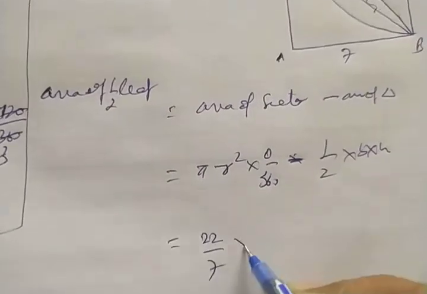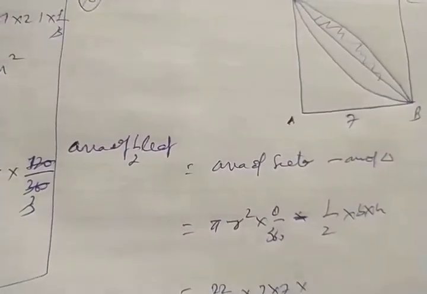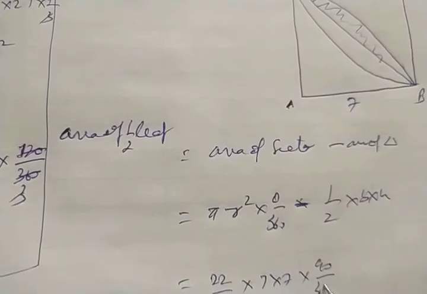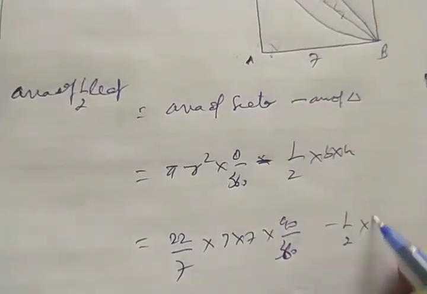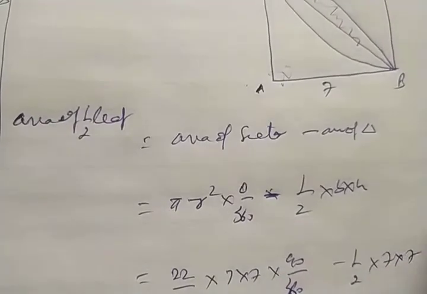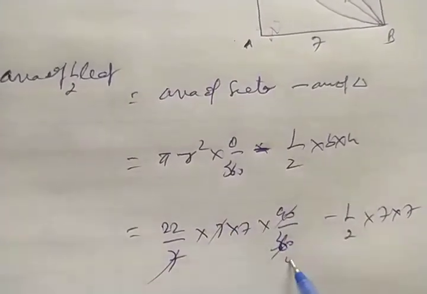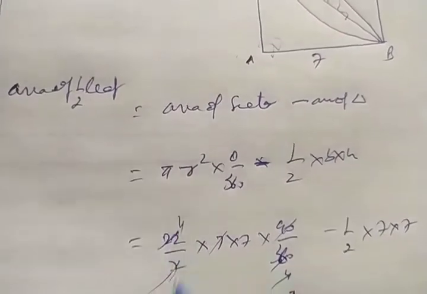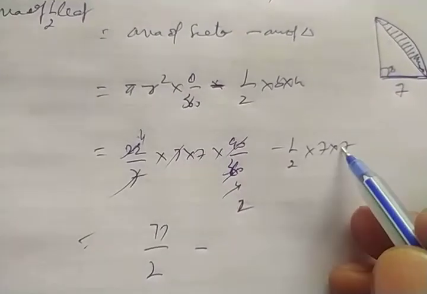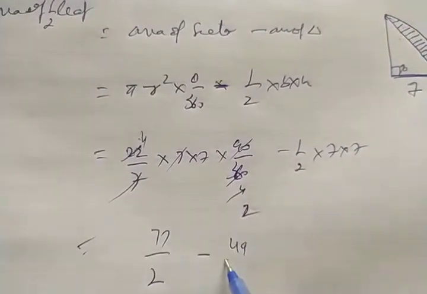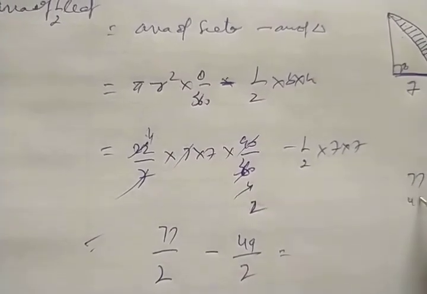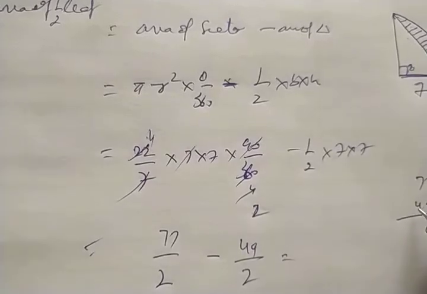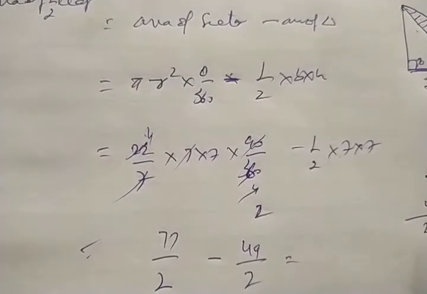Then 22 upon 7 into r square means 7 into 7 into 90 upon 360. Again this angle 90 I am taking because of the corner of the square. Minus 1 upon 2 into 7 into 7. Base and height both will be the same. 7 cancelled, it is 4, 2 ones are 2, 2 twos are 4, 2 elevens are 22. It is 11 sevens are 77 upon 2 minus 49 upon 2. Now you can subtract whatever is coming, 77 minus 49, it is coming 28.